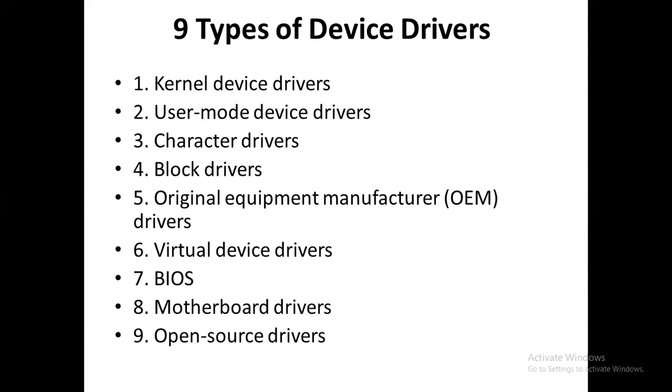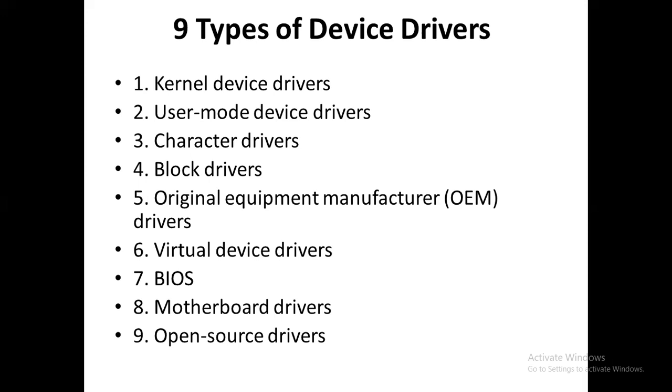Nine types of device drivers. You have nine types. One, the kernel device drivers. This is a driver that takes hold of or gets merged with the operating system. So when you say kernel, the kernel is the core instruction set of the operating system. So when you install a kernel device driver, it goes into the operating system kernel.